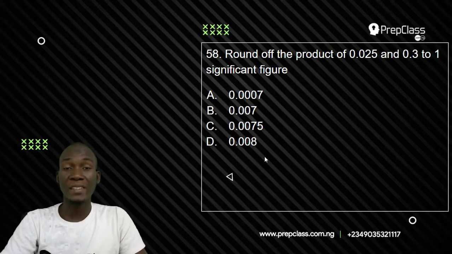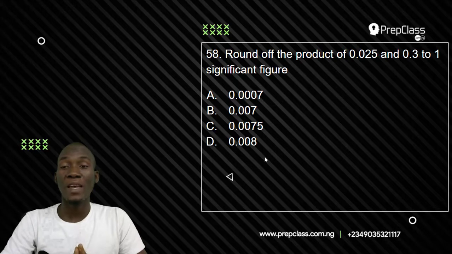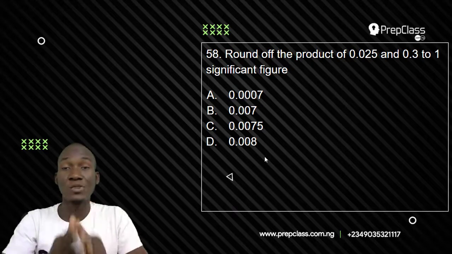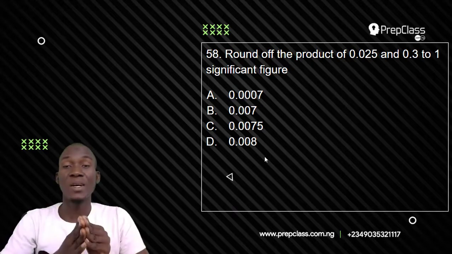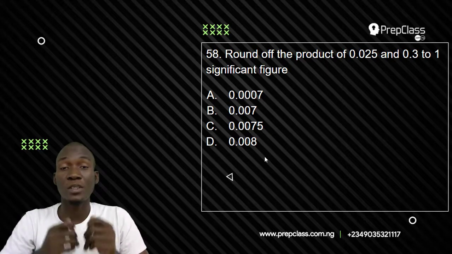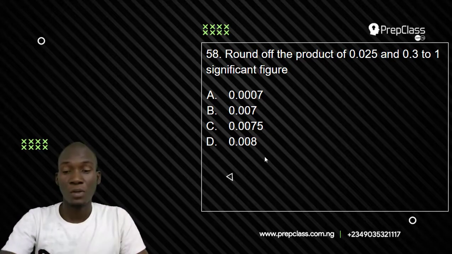Question number 58. Round off the product of 0.025 and 0.3 to one significant figure. A 0.0007, B 0.007, C 0.0075, D 0.008. So first of all, we will need to multiply these two numbers. After multiplying the numbers, then we can now round up the product to one significant figure.